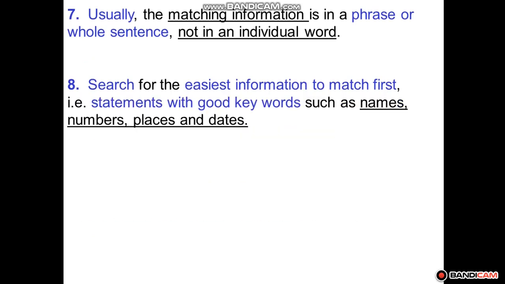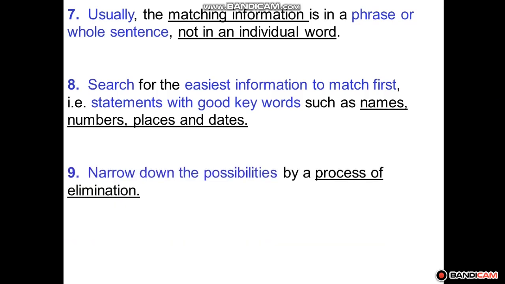That is, the statements with good keywords such as names, numbers, places, and dates. That's quite easier to attempt first, and then you move on to the more difficult ones. Number 9. Narrow down the possibilities by a process of elimination. So that goes the same in case of attempting many types of IELTS reading questions. You can facilitate yourself in this way, because by the end you are left with fewer choices, and then it becomes easier for you.